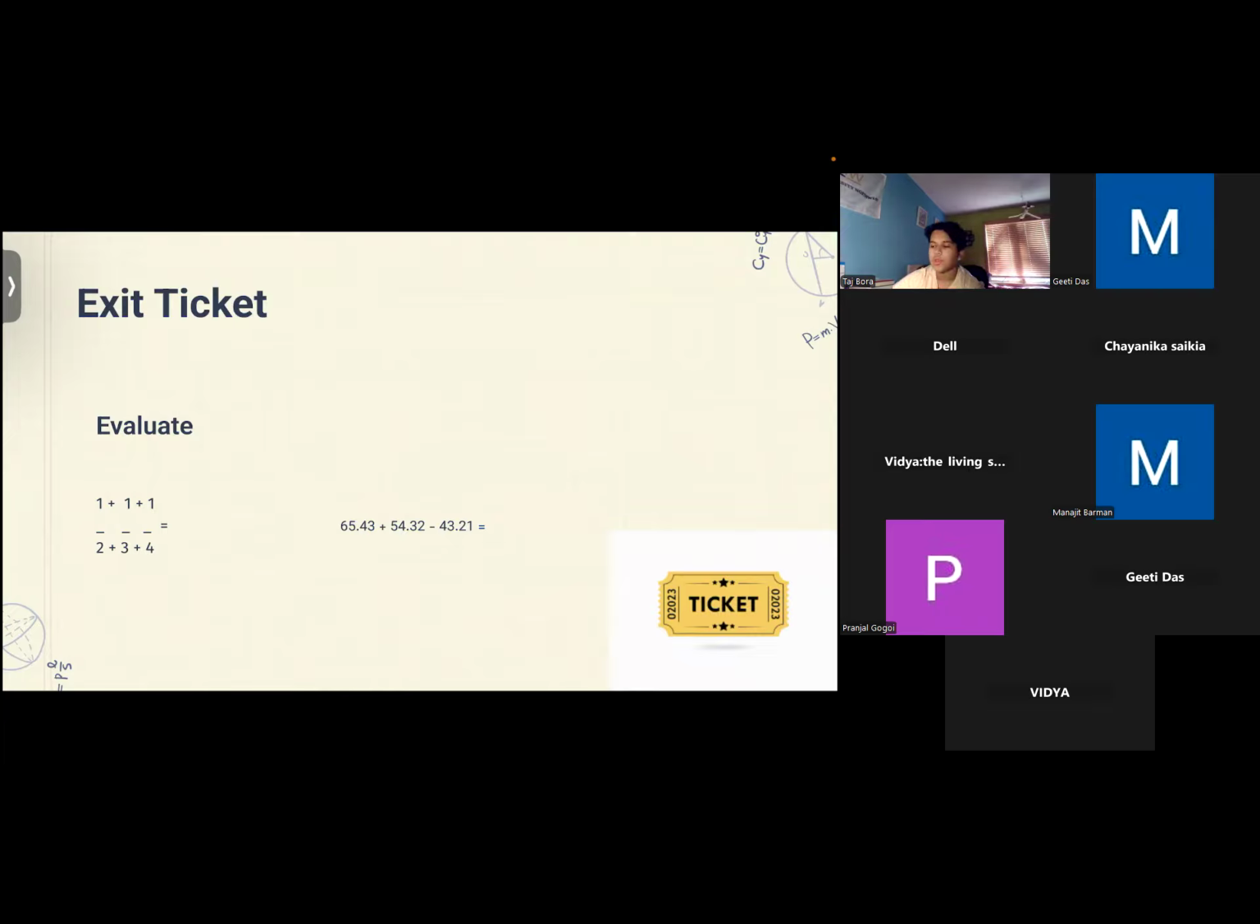So now we have 1/2 plus 1/3 plus 1/4. So I'll give you a hint to solve this one. You want to find the least common multiple of 2, 3, and 4.